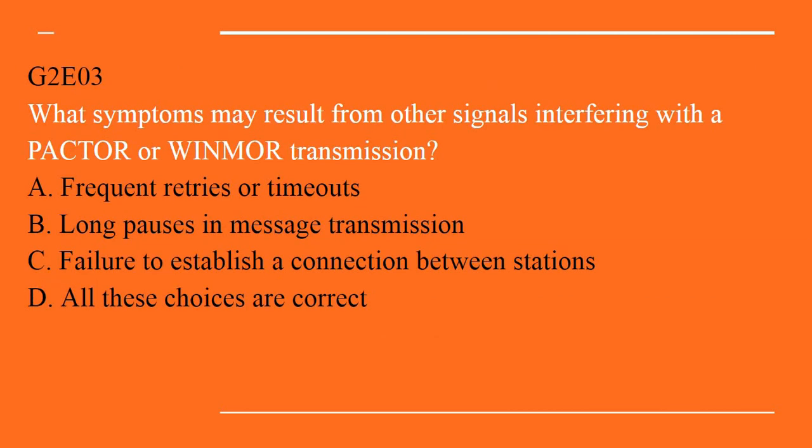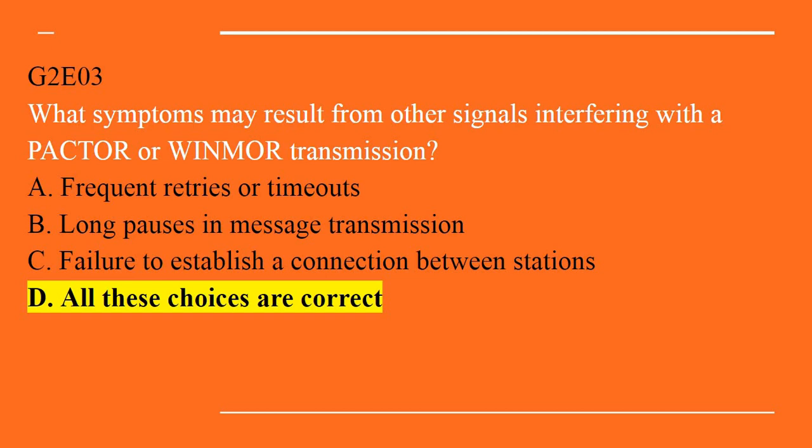G2E03, what symptoms may result from other signals interfering with a PACTOR or WinMor transmission? A. Frequent retries or timeouts. B. Long pauses in message transmission. C. Failure to establish a connection between stations. Or D. All of these choices are correct. Correct answer is D. All of these choices are correct.